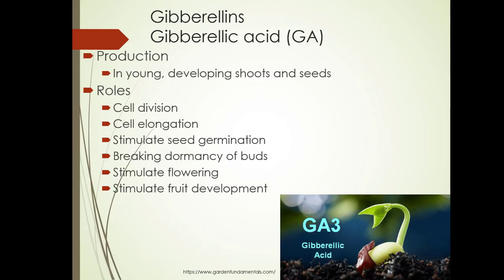Gibberellins are involved in young developing shoots and seeds. They will be involved with cell division and cell elongation. They stimulate seed germination, especially in plants that require light. If you don't have enough light, some of the seeds might not germinate. Lettuce in particular needs light to germinate. So in some cases you may use gibberellins to try to stimulate that germination in the absence of light. It can also be involved in breaking dormancy of buds. It stimulates flowering and stimulates fruit development.